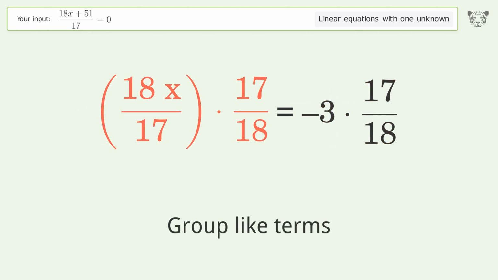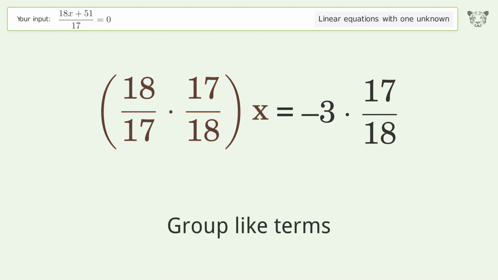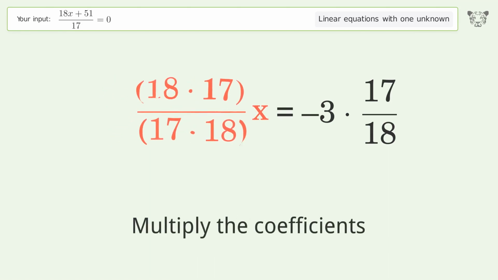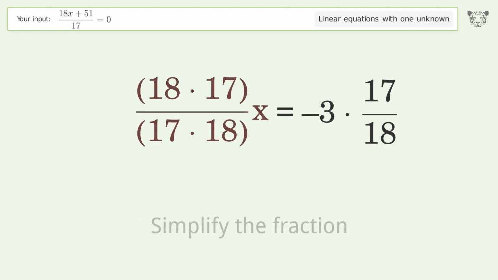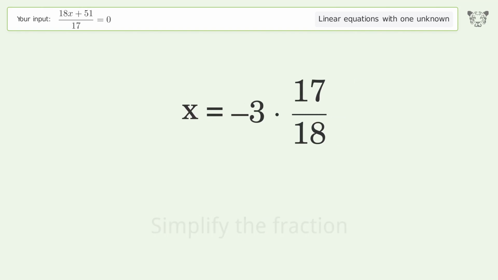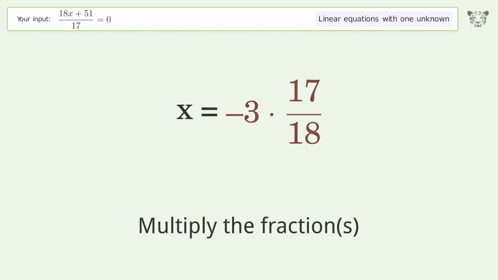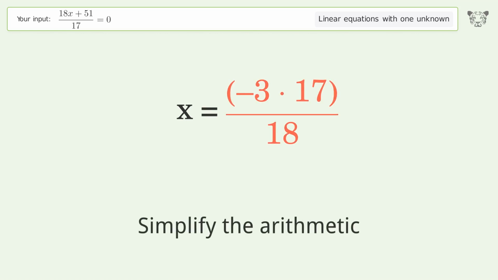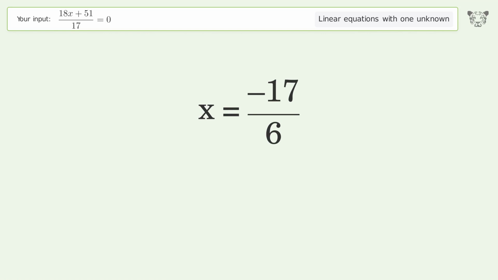Group like terms. Multiply the coefficients. Simplify the fraction. Multiply the fractions. Simplify the arithmetic. And so the final result is x equals -17/6.